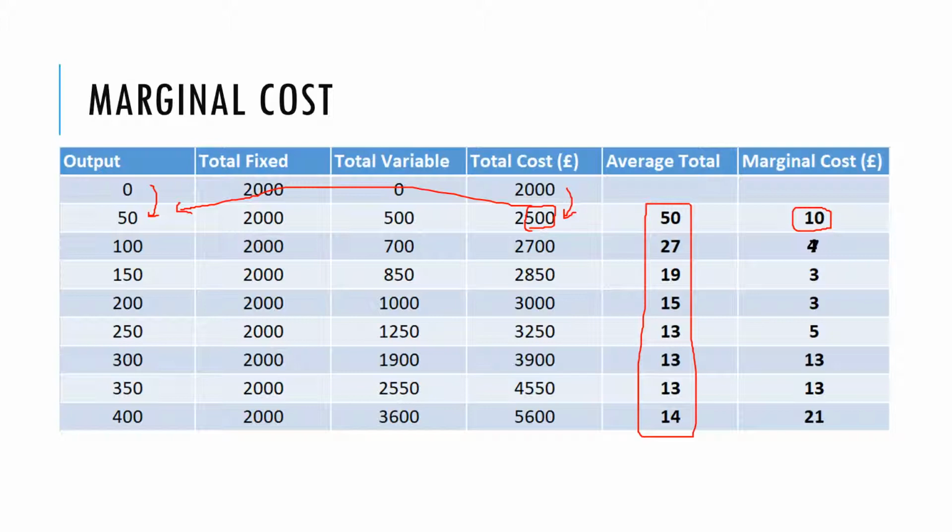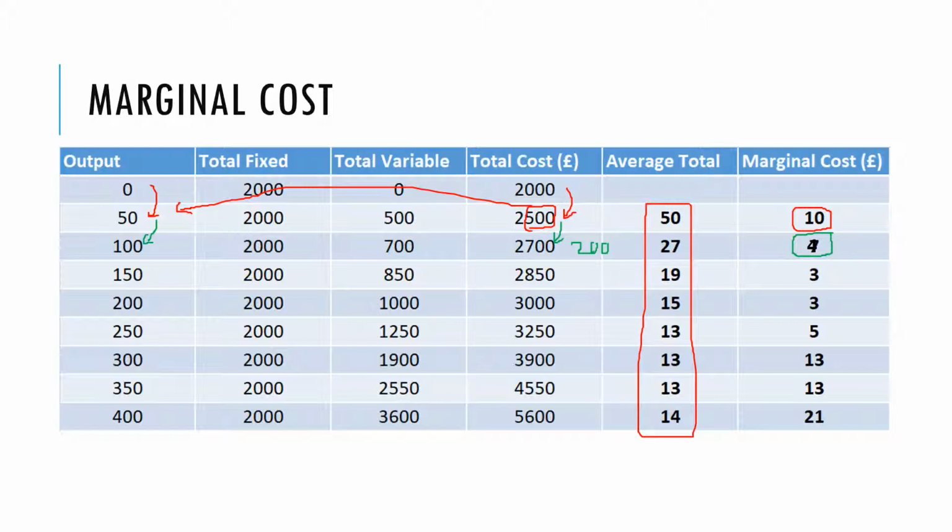Now let's go on to the next example. We can see that by going from 50 units to 100 units, an extra 50 units, total cost has increased from 2,500 to 2,700, an increase of 200. So we have 200 extra cost from 50 extra units. What has been the marginal cost there? The additional units each added 4. So that last extra unit added 4 to the total cost.